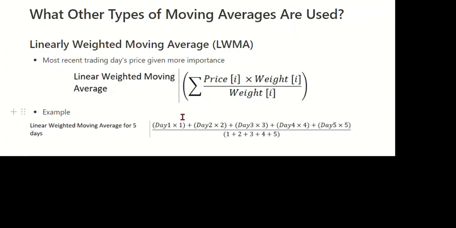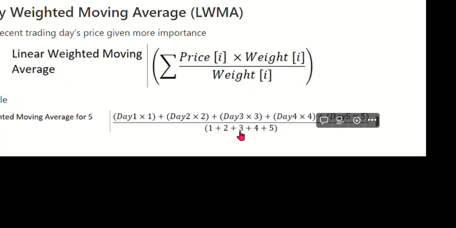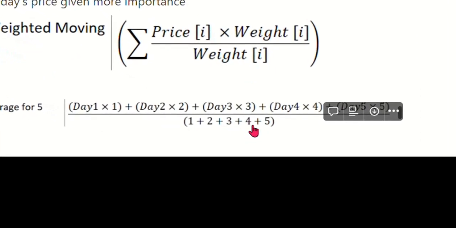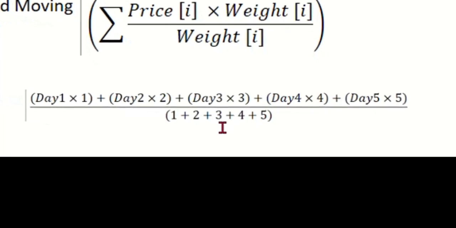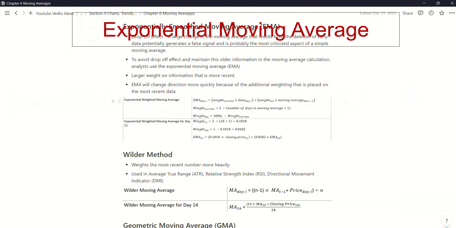This is for the numerator. And in the denominator, we'll add 1 plus 2 plus 3 plus 4 plus 5, and the numerator is divided by the denominator. The resultant number is the linear weighted moving average for 5 days. The next moving average we are going to discuss is the exponentially smoothed moving average.